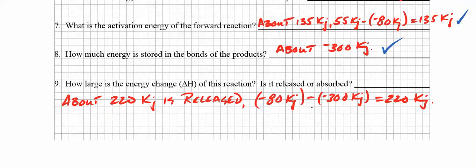Negative 80 minus a negative 300, about 220 kilojoules worth of heat will be released in this exothermic process. Again, products in this process have less potential energy than their reactant counterparts, and so this is an exothermic reaction, releasing about 220 kilojoules of heat in the process. Let's go on to number 9.